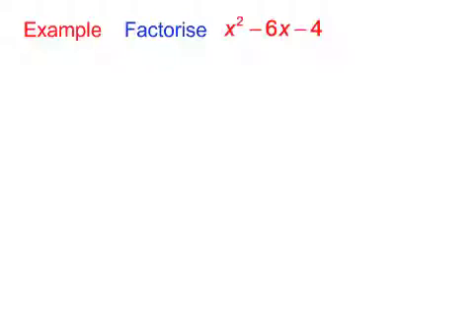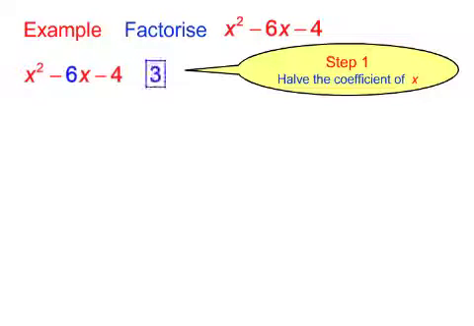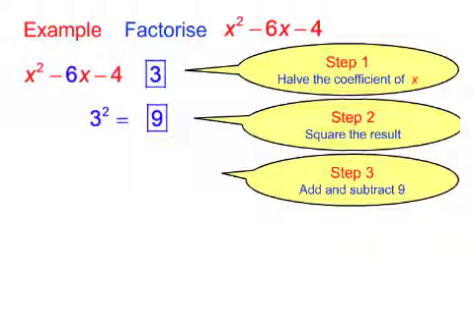Let's do another one. x squared minus 6x minus 4. Step 1. Half the coefficient of x, which is half of 6, is 3. Square the result. 3 squared is 9. Step 3. Add and subtract 9. That gives us x squared minus 6x plus 9. There's our perfect square. Then we have to subtract 9 to make sure that we have the original x squared minus 6x minus 4.